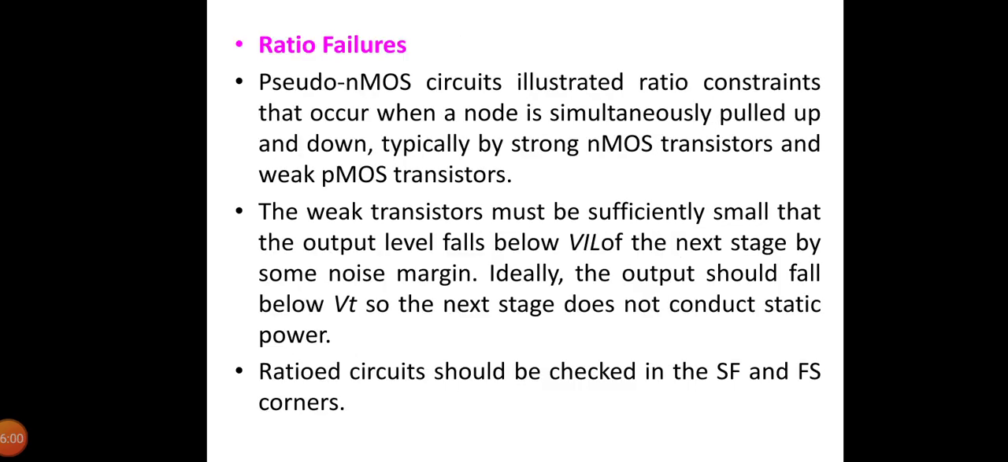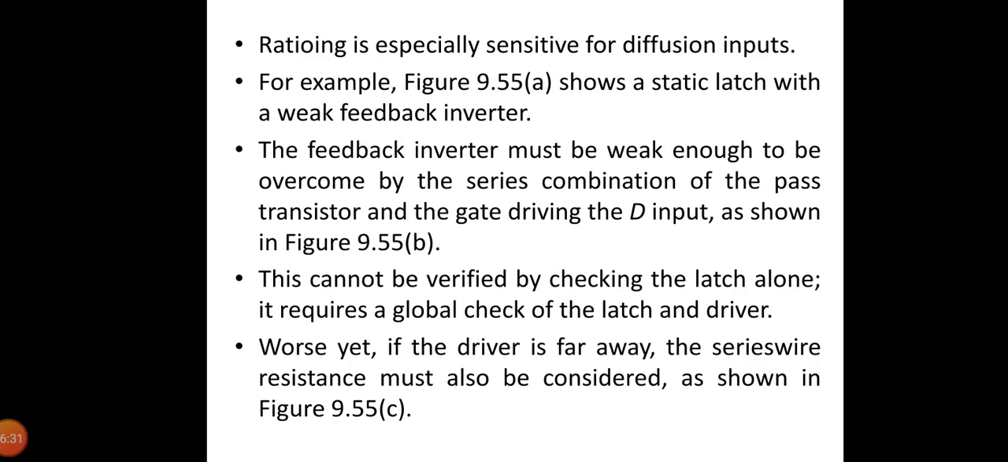And the next is ratio failures. The pseudo-NMOS circuits illustrated ratio constraints that occur when a node is simultaneously pulled up and down, typically by strong NMOS transistors and weak PMOS transistors. The weak transistors must be sufficiently small that the output level falls below VIL of the next stage by some noise margin. Ideally, the output should fall below VT so the next stage doesn't consume static power. Ratioed circuits should be checked in the SF and FS corners. And ratioing is especially sensitive for diffusion inputs.